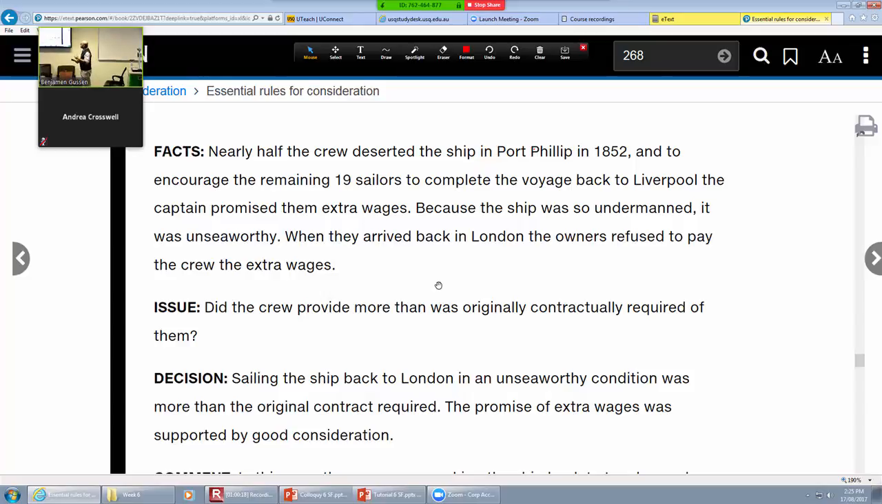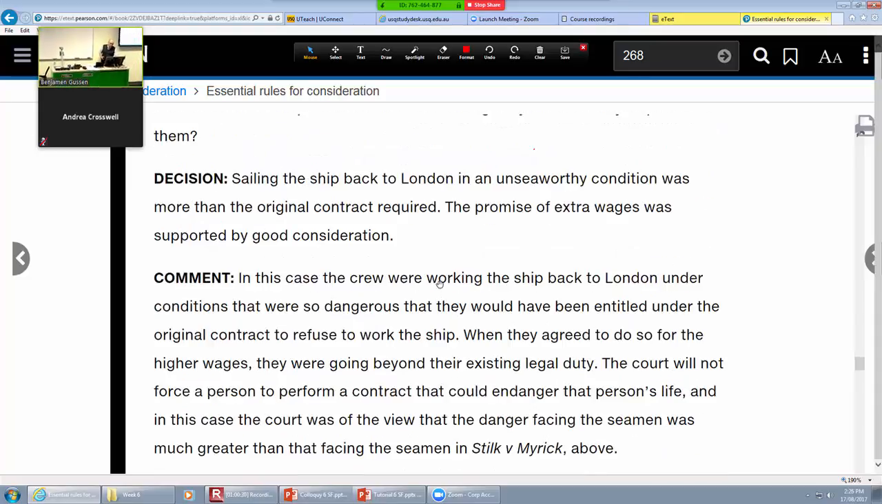Detriment. Thank you. Someone said there's now an increase in risk. There's a detriment. So what do you think? Is that a good consideration? I think so. So what did the court say? It said sailing the ship back to London in an unseaworthy condition was more than the original contract required. That's all we want. The promise of extra wages was supported by good consideration.